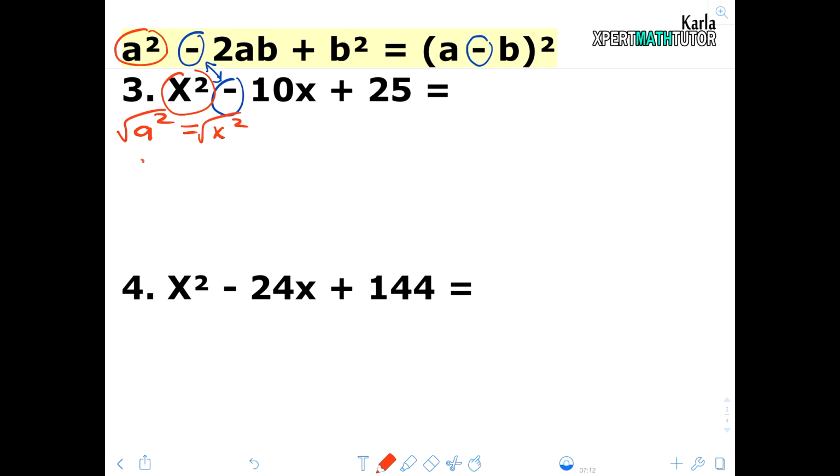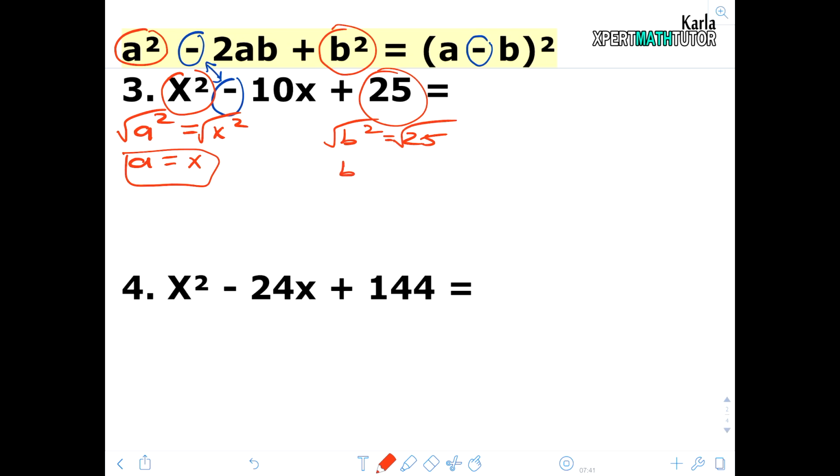If I take the square root of both sides, the square root of a squared is a. The square root of x squared is x. So a equals x. Now I also know that b squared will equal 25. If I take the square root of both sides, the square root of b squared is b. The square root of 25 is 5. So now I know b is equal to 5.